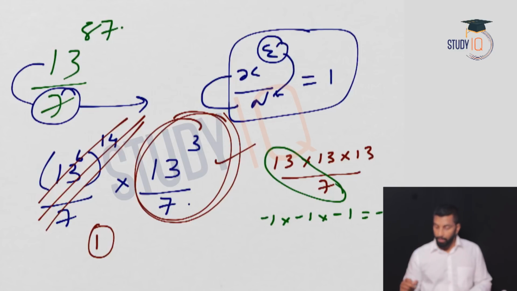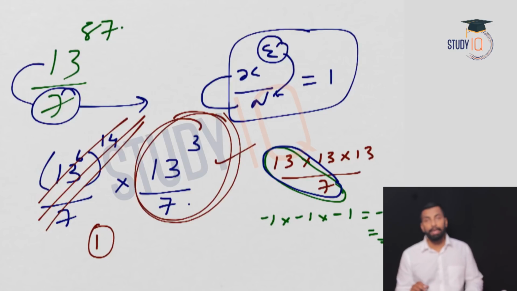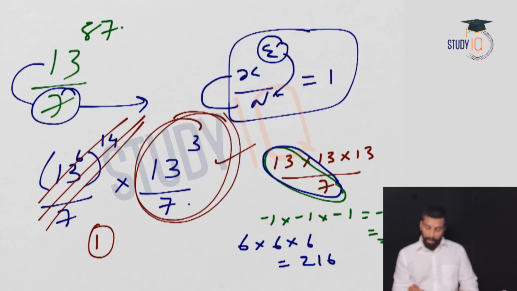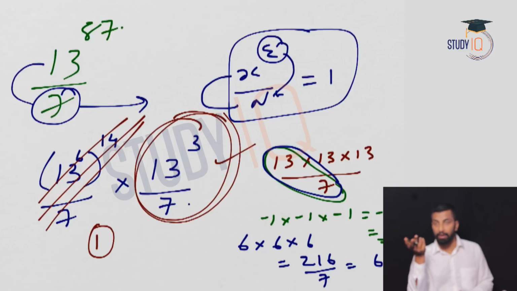Which you can convert by adding 7. You get 6. Or you can write the remainder directly. 13 by 7, you get 6. Right? So 6 into 6, that is 36, which is greater than 7. So divide by 7 again, you get 1. So 6 into 6 into 6 is 216, and 210 is a multiple of 7. 30 into 7 is 210. So 6 is the remainder.